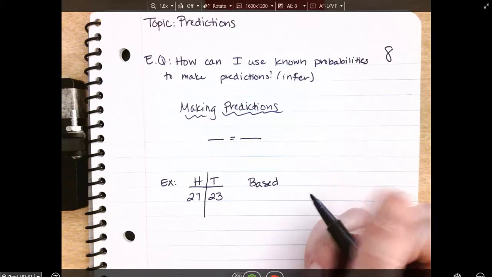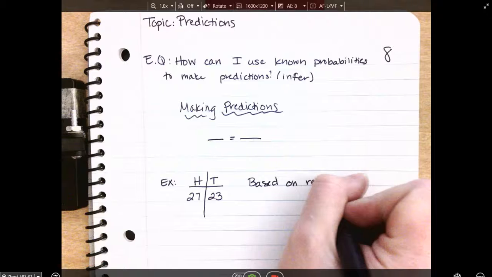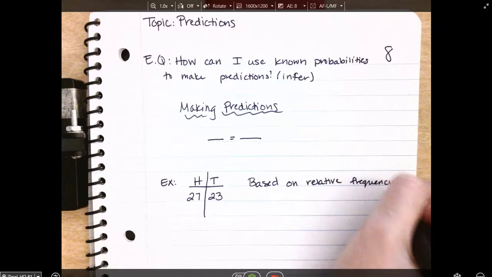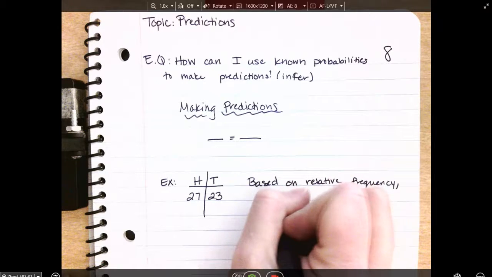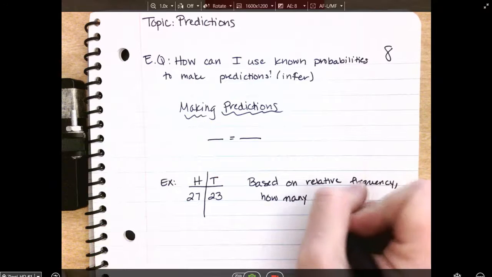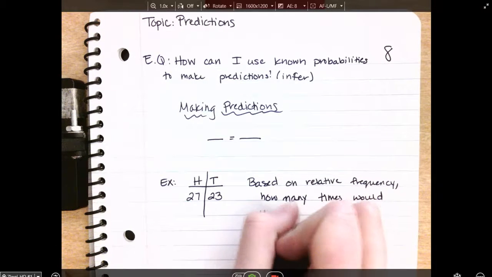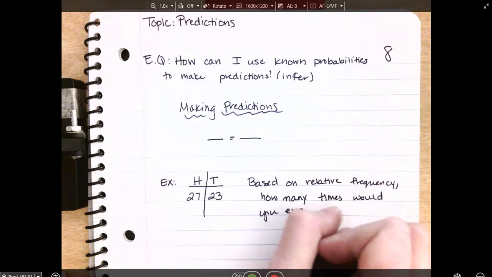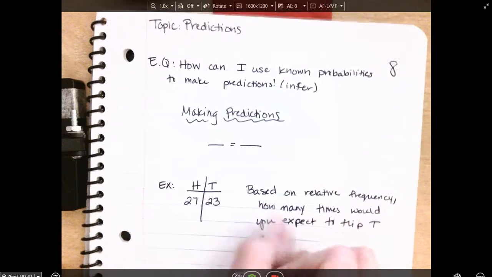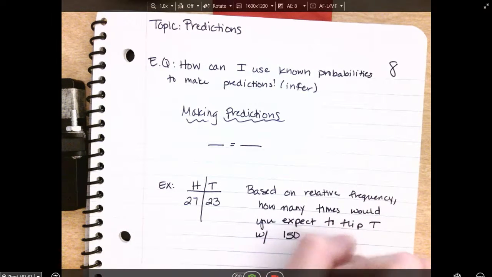These questions usually say something like, based on relative frequency, how many times would you expect to flip tails with, I don't know, 150 flips?